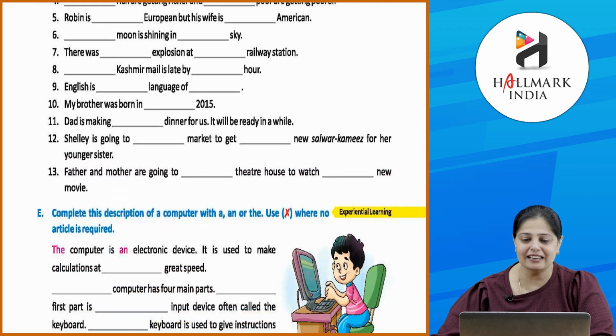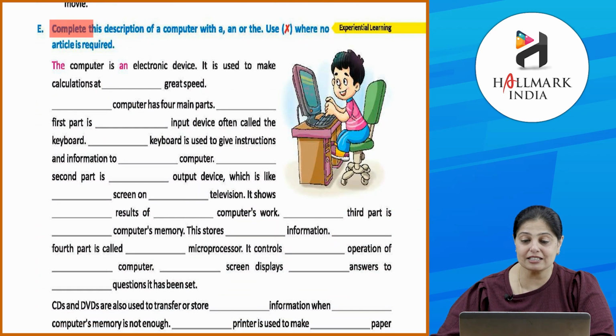They're pretty easy. Okay. Now next is complete this description of a computer with a, an, or the. Use cross where no article is required. The computer is an electronic device. It is used to make calculations at a great speed. At a great speed. Okay. The computer has 4 main parts. The first part is an input device often called the keyboard.